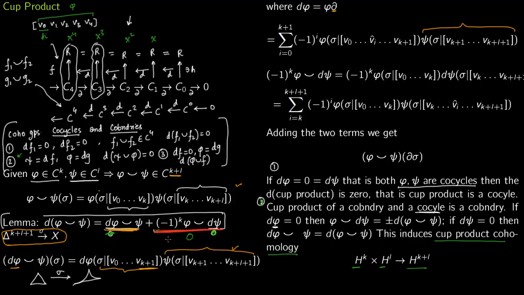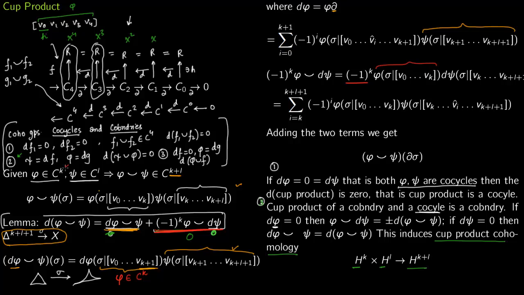Now for this part you have minus 1 to the power of k, which you keep as such, and this phi acts on the first k vertices, and then this d phi acts on k to k plus l plus 1. A very important thing to notice here is that this phi is part of ck.